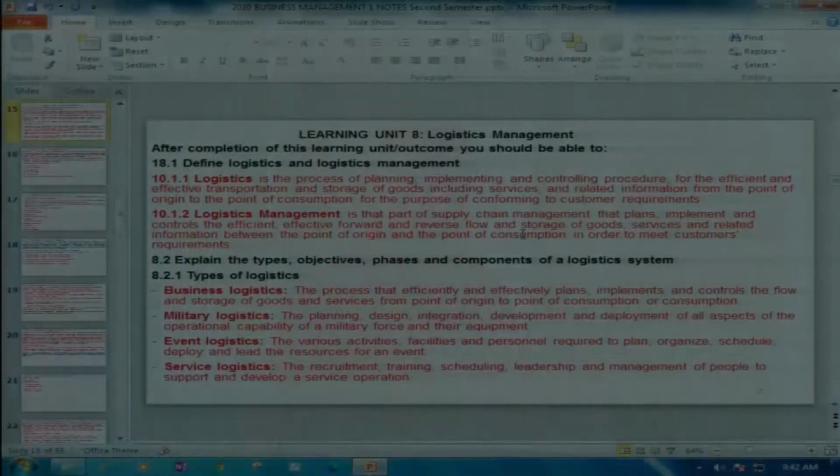So learning unit number 8 is logistics management, which also has learning outcomes. The first learning outcome: you must be able to define logistics and logistics management.